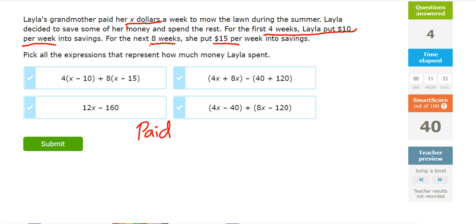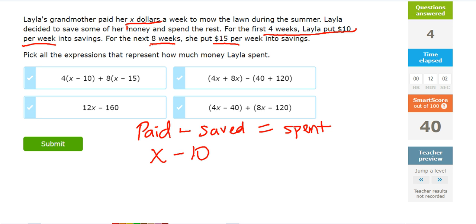And then if she's going to save money and spend the rest, she's going to deduct how much she saved to find out how much she spent. Okay? So what that means is, for the first 4 weeks, she got paid X dollars. We don't know how much she got paid, but we know that she saved $10. So that's X minus 10.